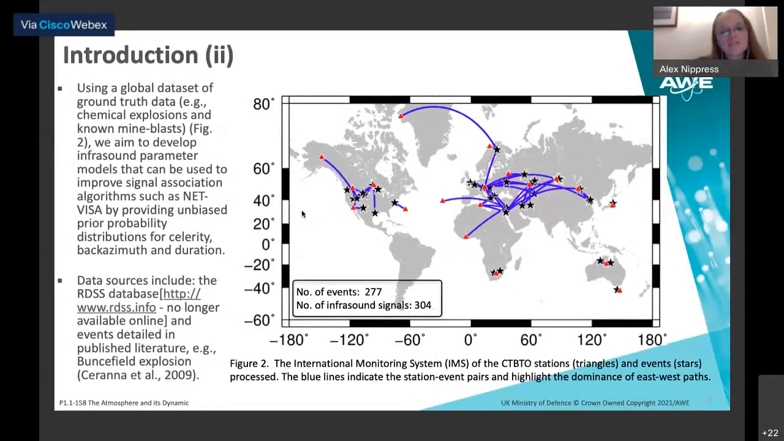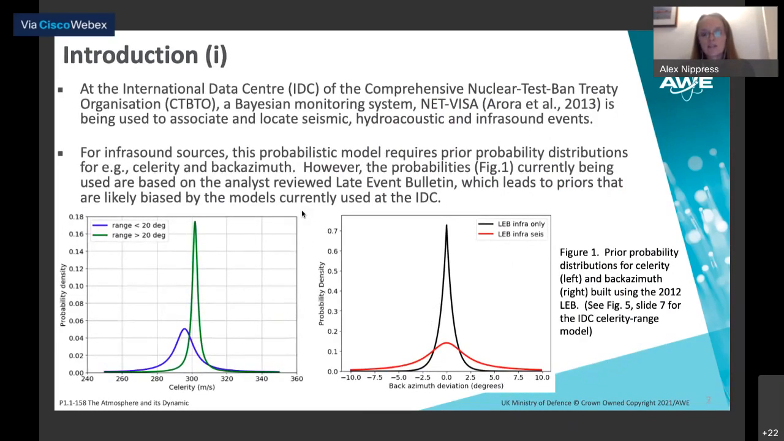So my poster is on validating signal parameters for infrasound using ground truth analysis. Here on the poster, you can see the locations of the events and the propagation paths. Obviously, we're dominated by Northern Hemisphere events. So the premise of this work is that currently at the IDC, you're now starting to use the NET-VISA analysis. This uses prior probability distributions. On the left are the distributions for celerity, and on the right-hand side, the back-azimuth deviations. These are built using the results from the late event bulletin analysis from 2012.